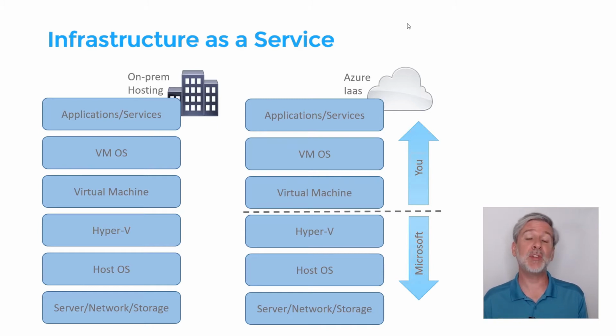And in that server room or data center, down at the bottom of the stack, you have your physical server, you have your network devices, you have storage devices maybe to store VHDs. On top of that server, you run an operating system, Windows Server. On top of that, you run your virtualization software, Hyper-V. On top of that, you create your virtual machine, and then your virtual machine has its own operating system and then runs its own applications or services.